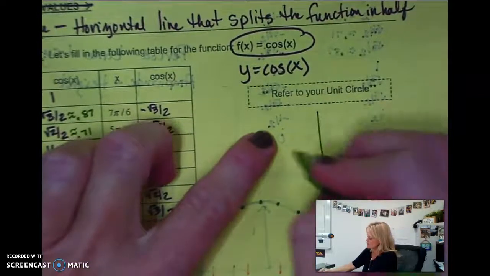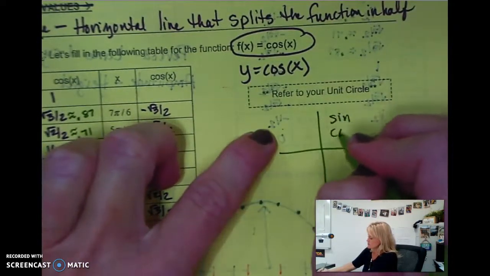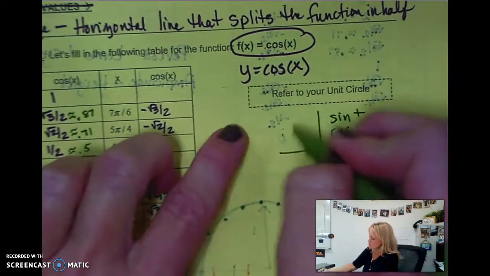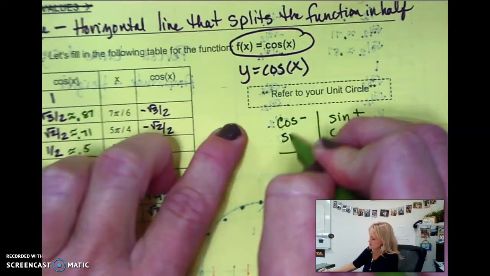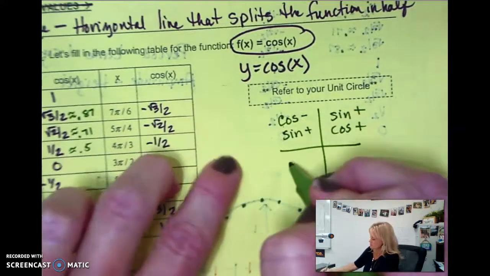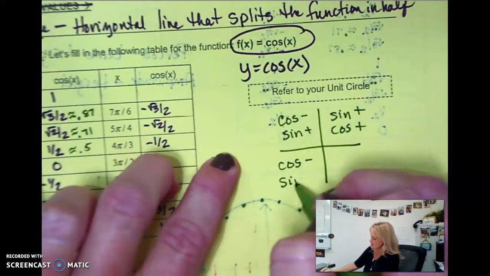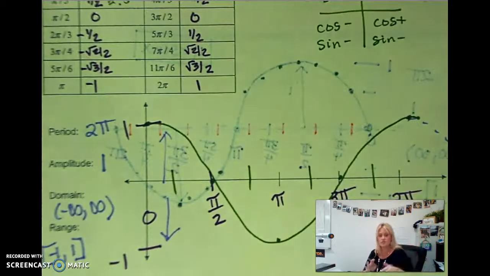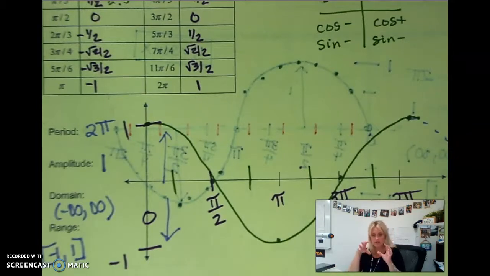If you think about the 4 quadrants, in quadrant 1 sine and cosine are both positive because x and y are both positive. But when we move to quadrant 2, my cosine now is negative, but my sine stays positive. In quadrant 3, both cosine and sine are negative, and in quadrant 4, cosine is positive, but sine is negative. And that's part of the reason why our graphs shift and look a little bit different. So next week, we are going to really be looking at how the parent graph changes when we add numbers to the function. We're always going to compare it to these graphs we did today.